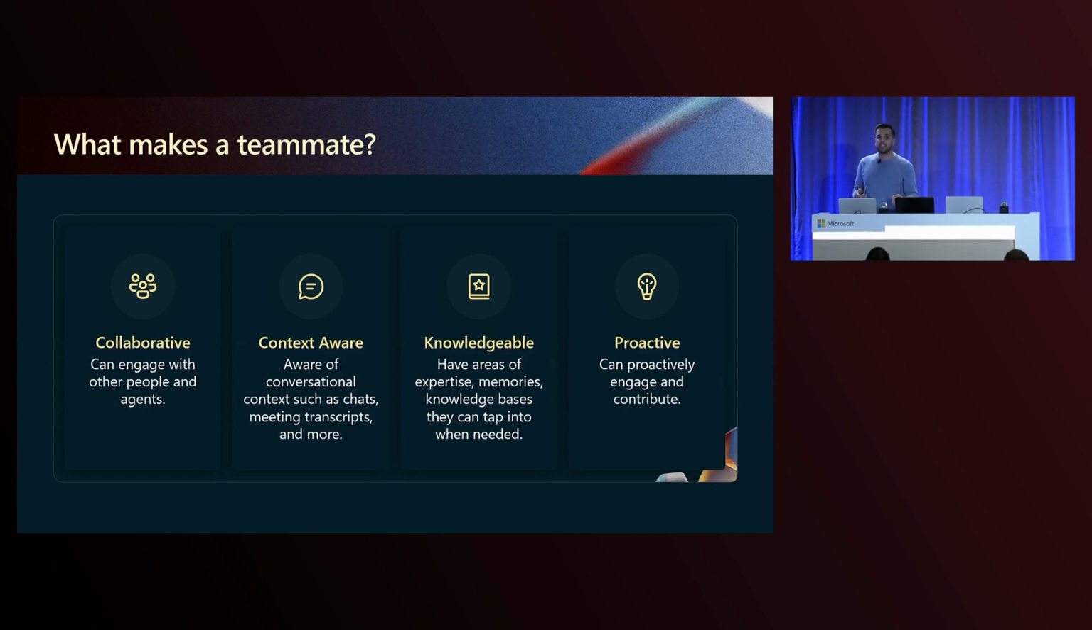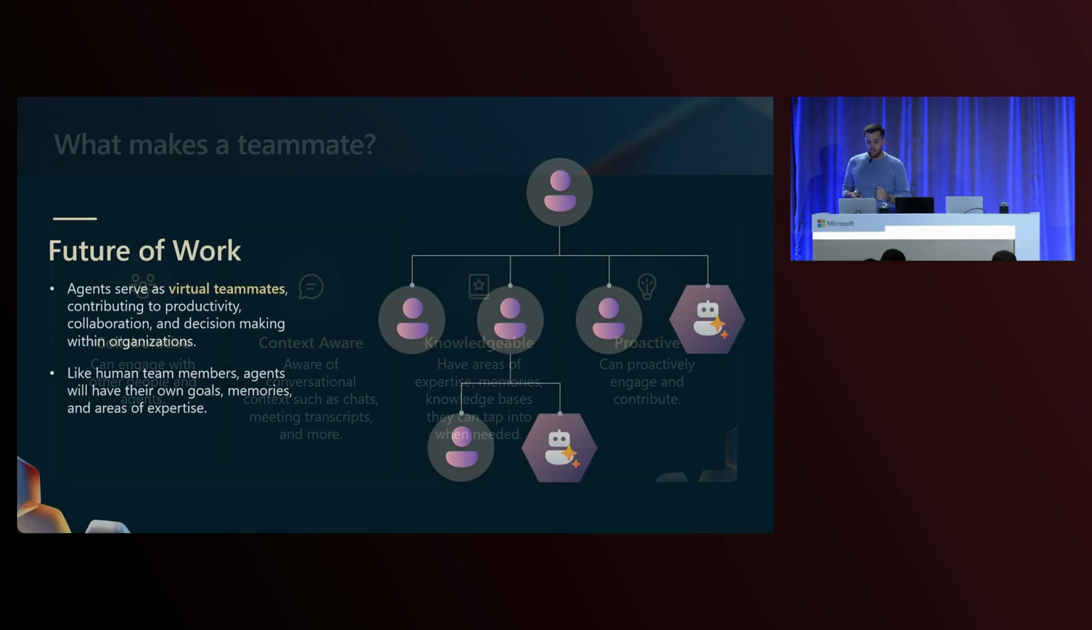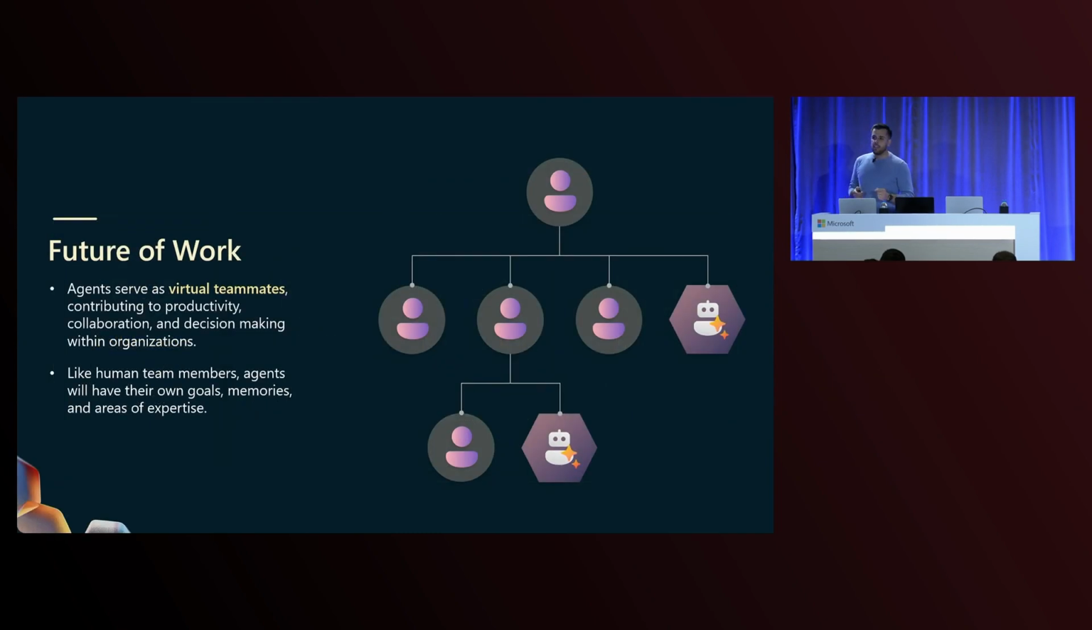And then lastly, they need to do more than just react to us when invoked. We need these agents to start proactively contributing to our work. And if they do these things, they really do start to fit that mold of they are a teammate. Now, the idea of agents acting as virtual teammates is still new and emerging, but it's quickly moving from concept to reality. These agents can now do more than just act as tools. They can be active contributors to our collaboration, our productivity, decision-making at work.